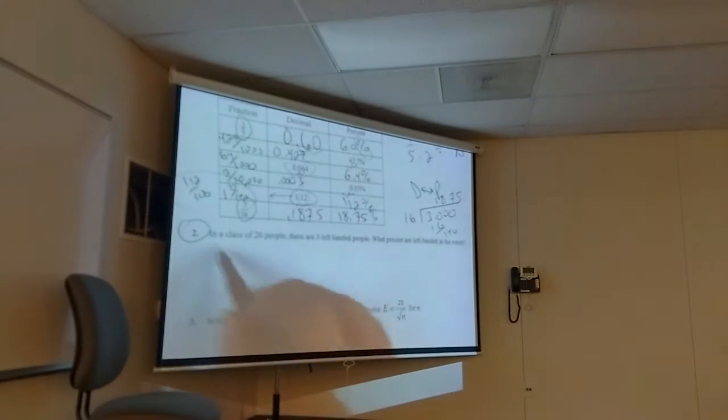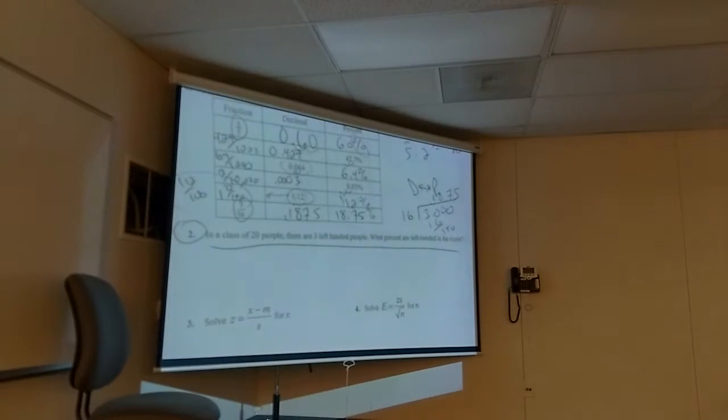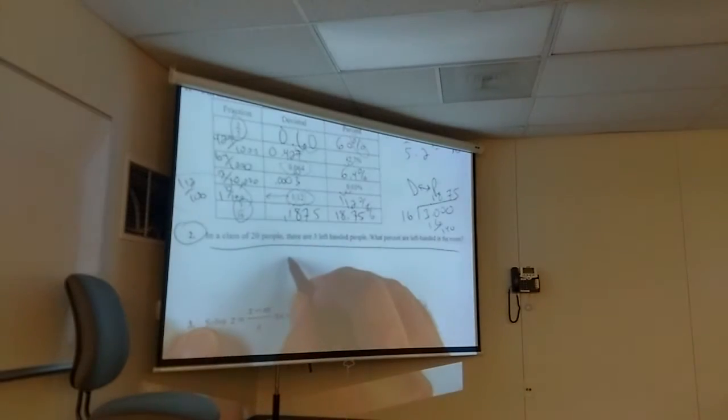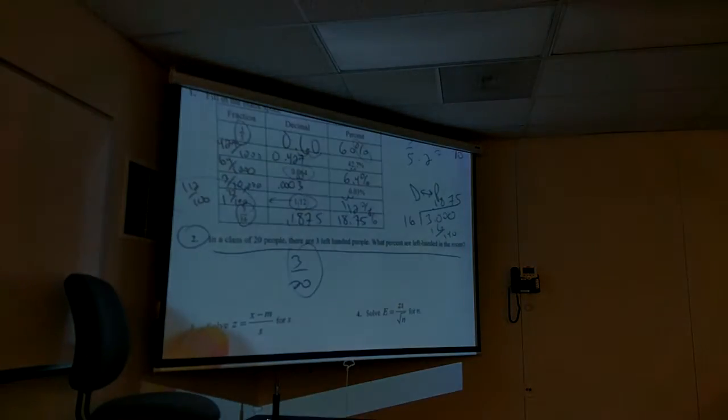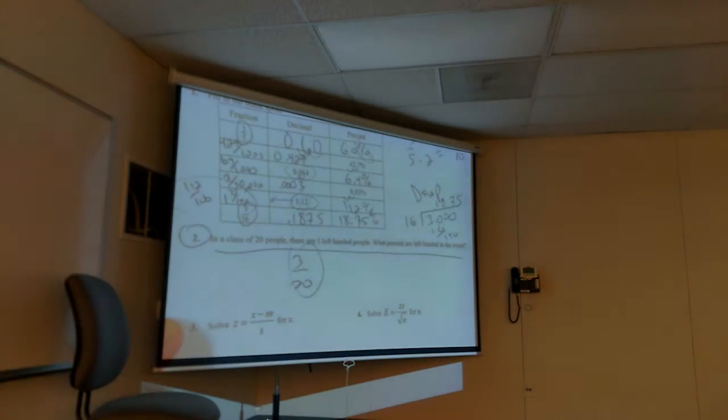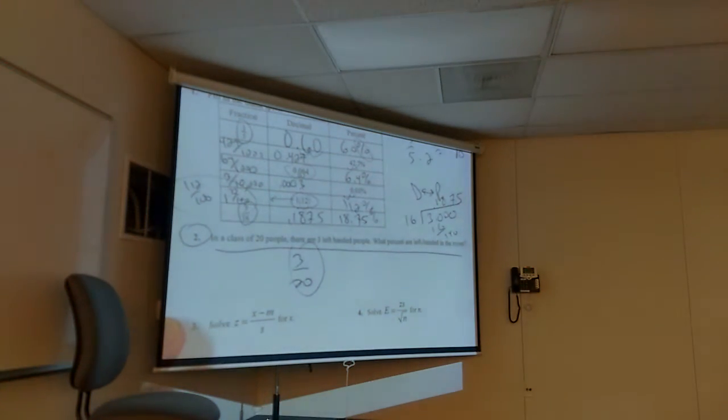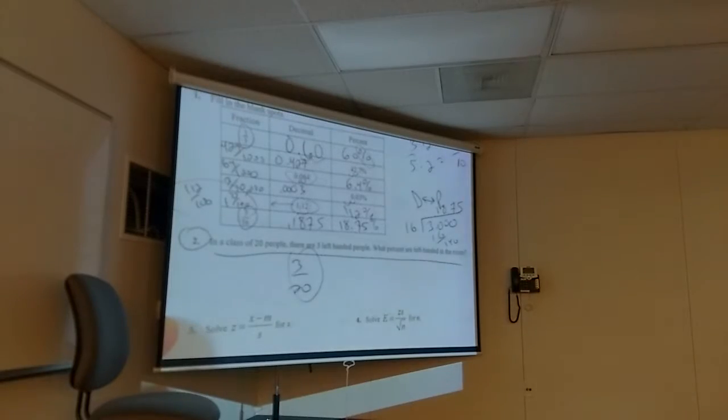All right, what about this guy? This is the one that really upsets me, that less and less people really know how to do this. A class of 20 people with 3 left-handed people. So what percentage are left-handed? How do you set that up? 3 out of 20. What does this mean? This really drives me insane that so many people think that means divide 20 by 3. I have no idea what that's about. This is 3 divided by 20.